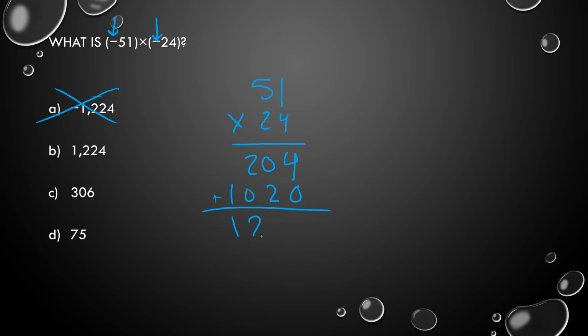What is negative 51 times negative 24? Well, if I look, I have two negatives here. 1, 2. 2 is going to mean my answer will be positive. All I need to do is multiply these. 51 times 24. So this would be 204, 1020, add them together. I get 1,224.